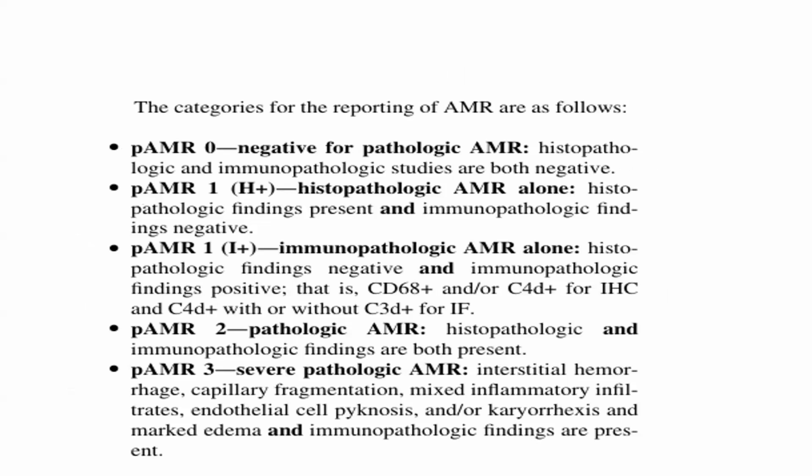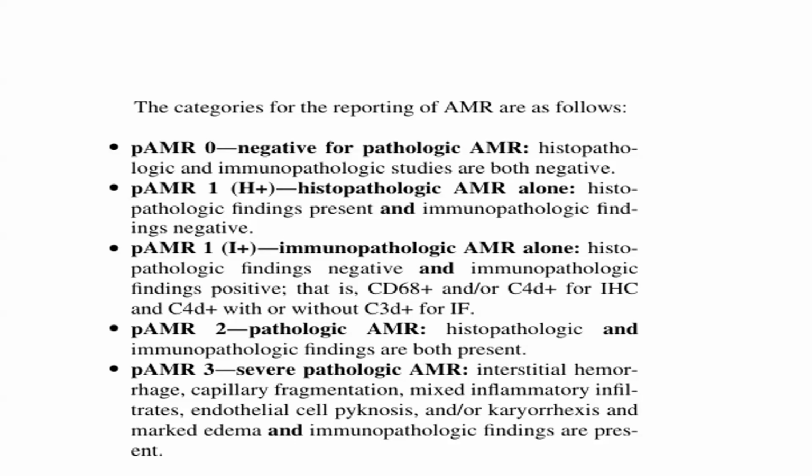Grade 0 means negative: histopathologic and immunological studies are both negative. Then grade 1 H means only histopathological evidence is there but no immunological evidence. Grade 1 I means only immunological evidence is there, no histopathological evidence.